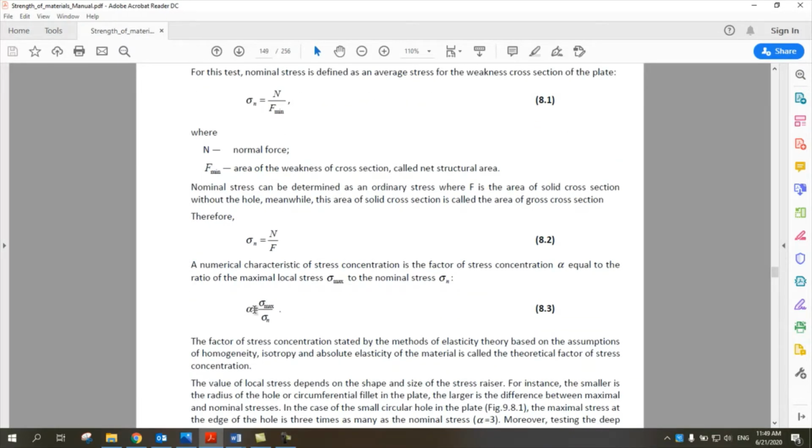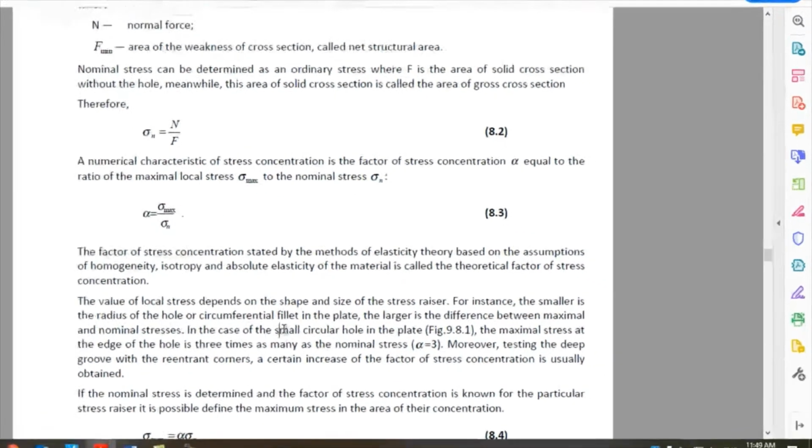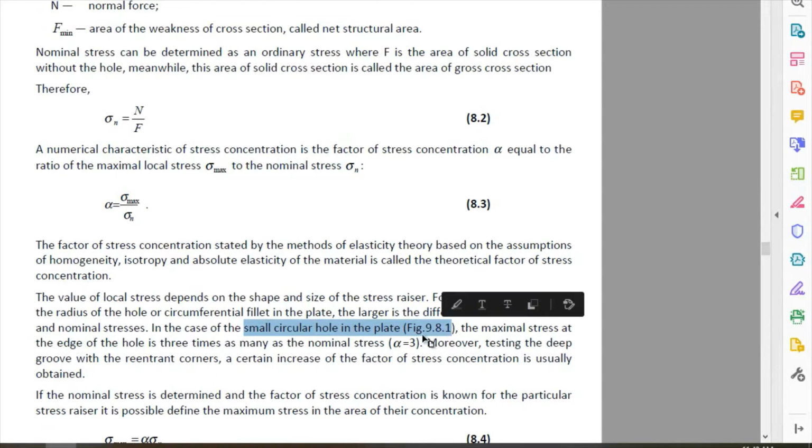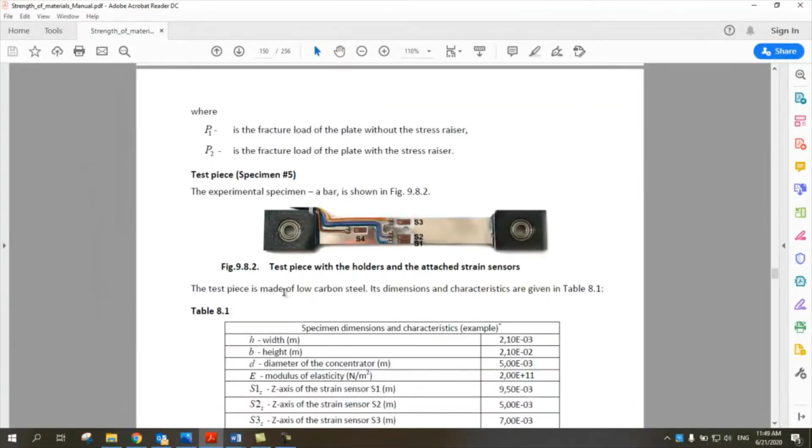We know that there is some coefficient alpha if we divide the maximum stress value over the nominal stress value. Normally, if we have a small circular hole in the plate like the one we have, the stress concentration coefficient alpha is equal to 3. So basically we will have a maximum stress 3 times the nominal stress, and we will see that with our results when we take the readings from the sensors.